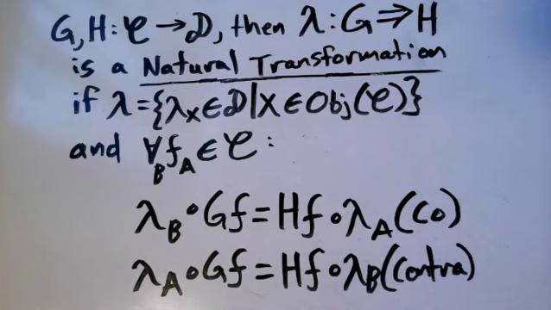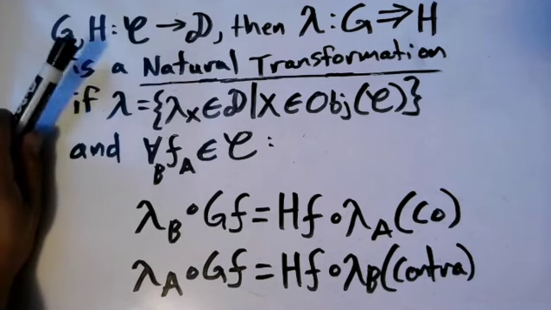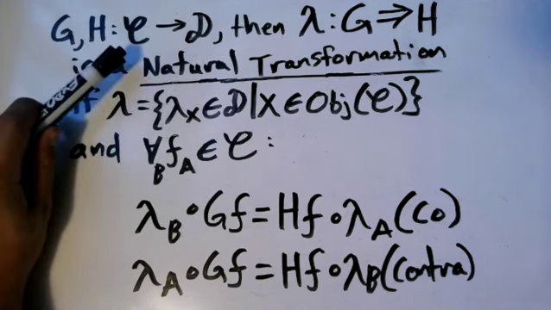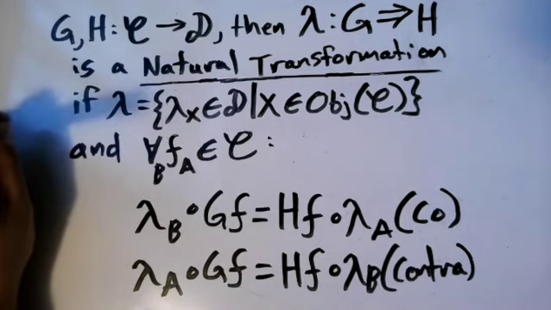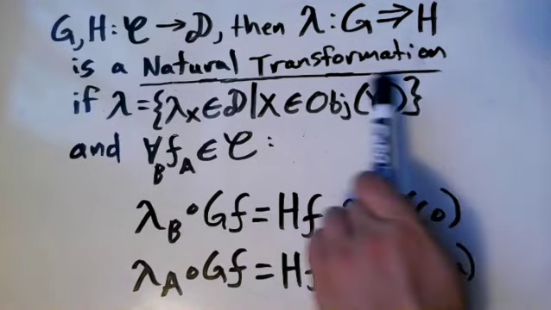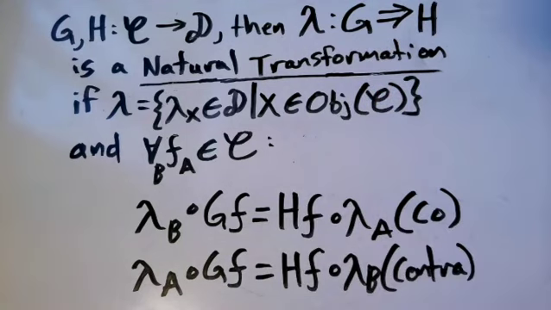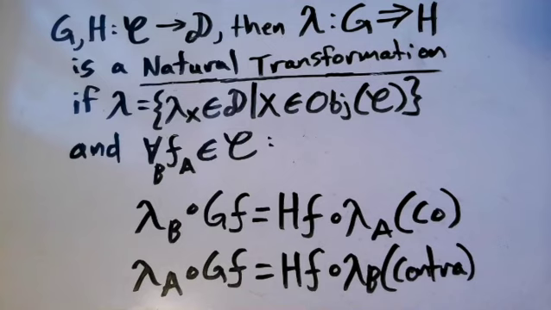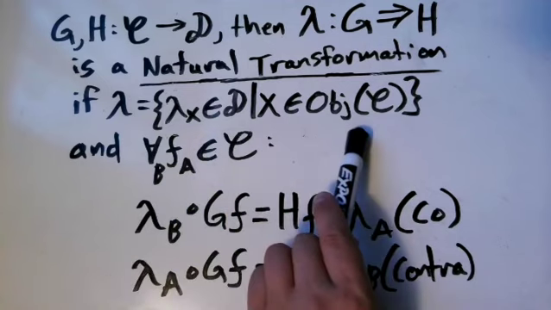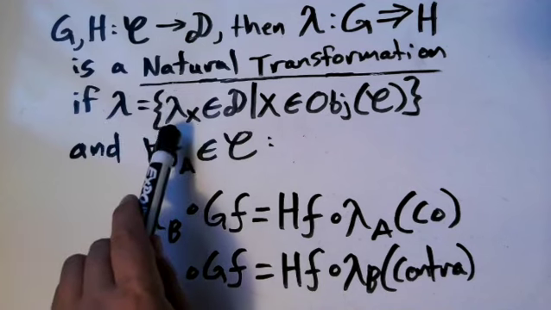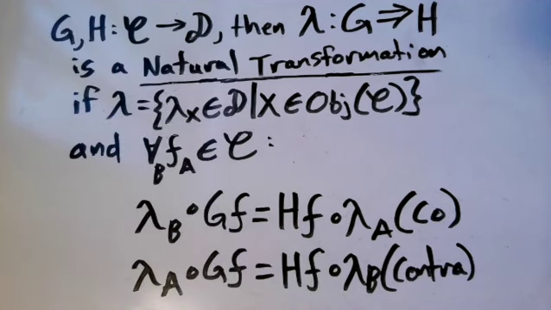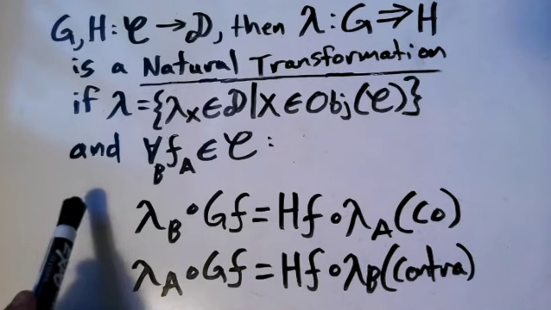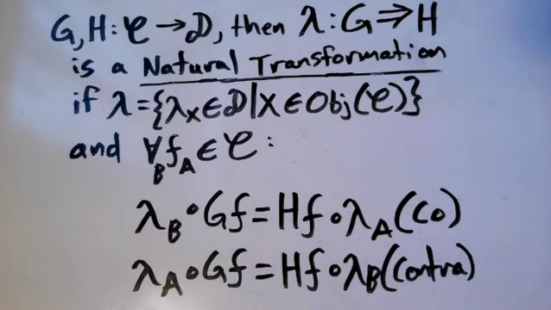Thus, presenting the official definition: if G and H are functors from a category C to a category D, then lambda is called a natural transformation from G to H if lambda is a collection of morphisms in D such that there is one for each object X of C, which we call the component lambda X. And if for any morphism going from A to B in C, we have the commutativity of the square that we just showed.